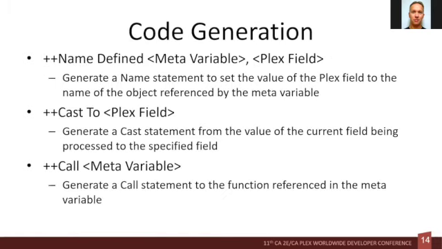So then the code generation, the pluses, some common ones, name defined. We'll take the name of the object in the meta variable and assign it to a Plex field. So it will generate a name statement. Another useful one is the cast to. So that will take the current field that it's working on and cast the value of that field to a Plex field. And then the call, which I've mentioned, you can generate a call statement to, maybe it's the target of an entity selected by function triple. I can conditionally call that.